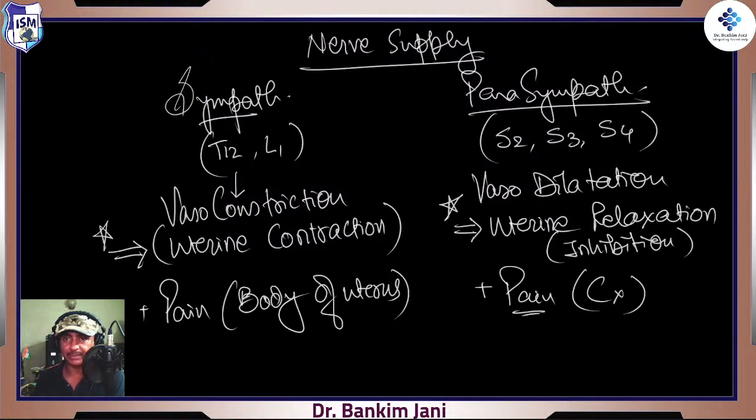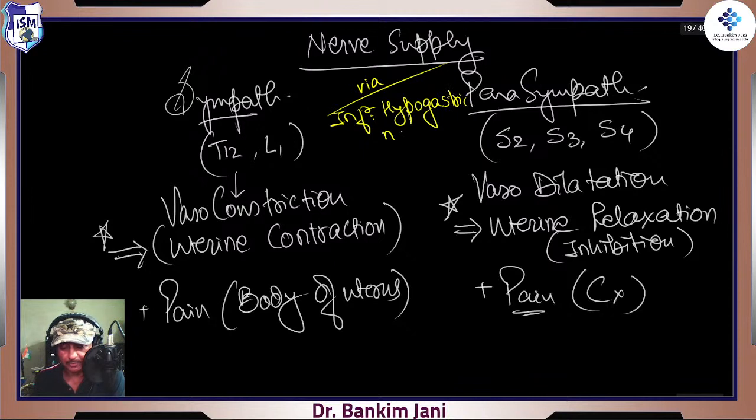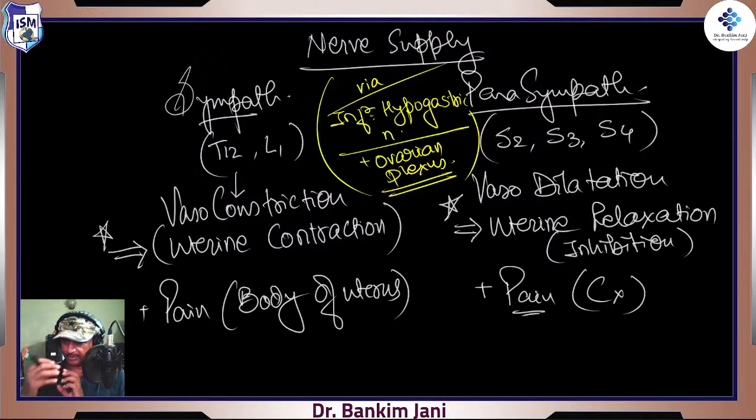Now, how this sympathetic and parasympathetic, they will actually be giving their fibers. They will be giving it via inferior hypogastric nerve plus ovarian plexus. So it means that they prepare the plexus in which there is combination of sympathetic and parasympathetic, like a common conduit, common pipe, in which there is a wire for light, there is a wire for fan, they both are going, right? But they are doing their individual function. It is just the pipeline which is carrying both the wires. So similarly, this inferior hypogastric nerve or these plexuses, they are acting like a pipeline, right? But it is carrying the fibers sympathetic and the parasympathetic both, right? So that's how it really goes. Okay.